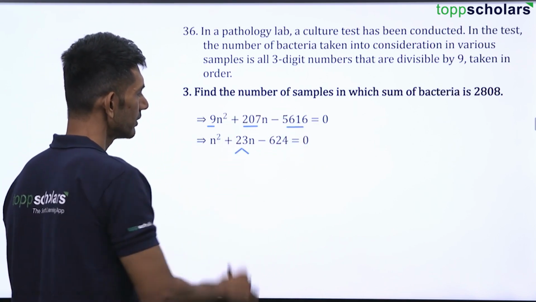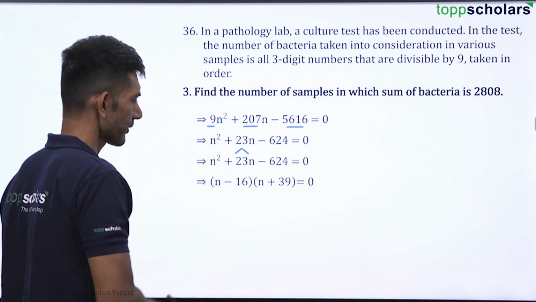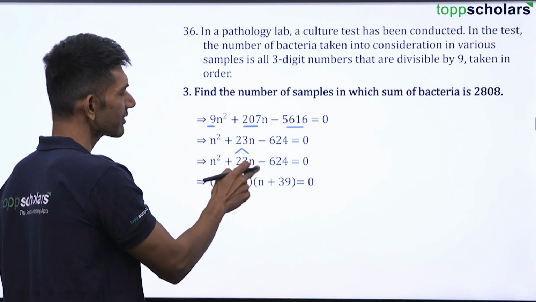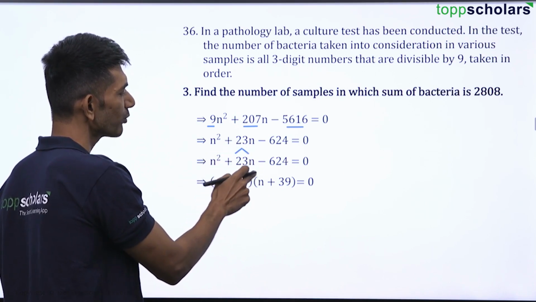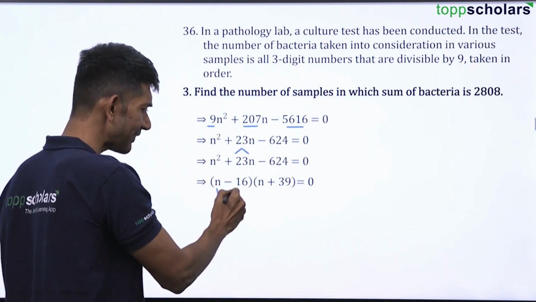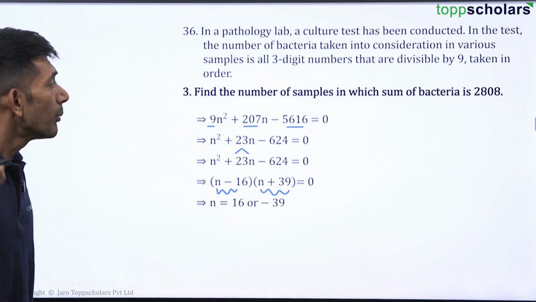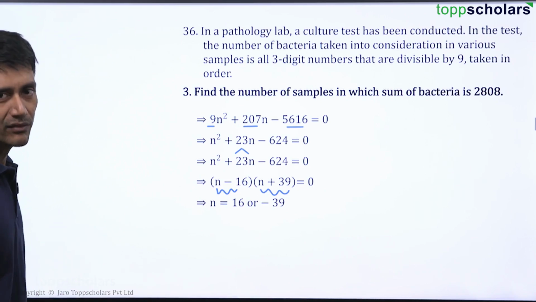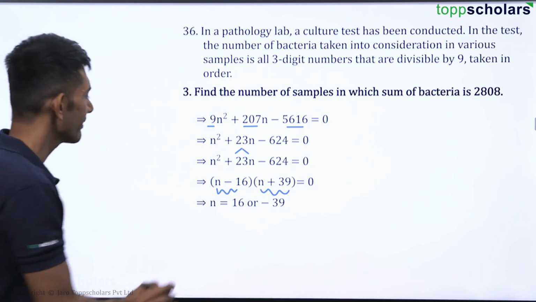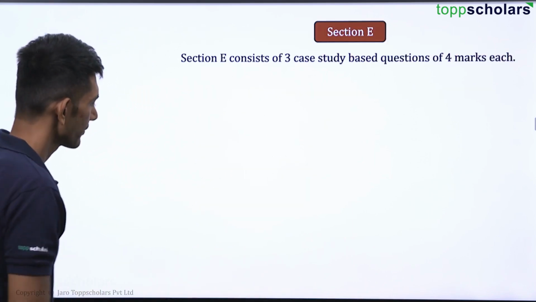Split the middle term. That gives you n square minus 16 plus 39, right? Minus 16 plus 39 is 23, minus 16 into plus 39 is 624, negative 624. And then you get two values. N is equal to 16, n is equal to minus 39. But number of samples cannot be negative, right? Number of samples is an absolute value. So can I say n cannot be negative, so n will be equal to 16.